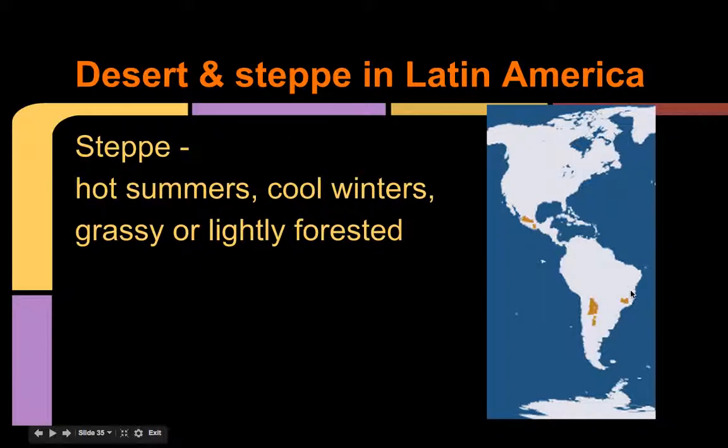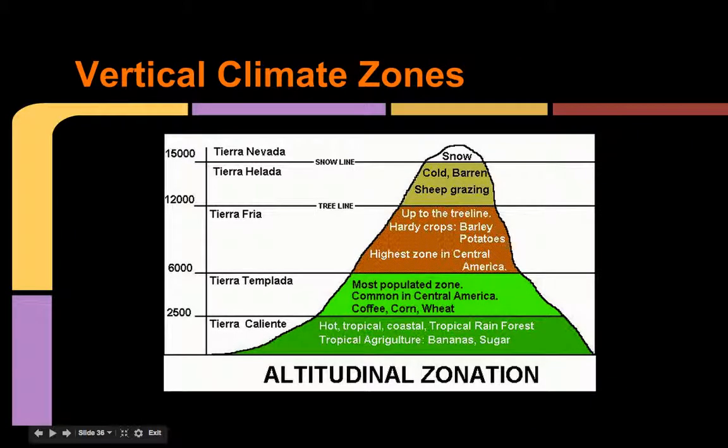And you can see there's some in Mexico and then also in South America. But they have very hot summers, they have cool winters, and then it's grassy or lightly forested.